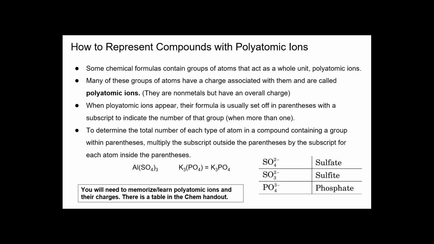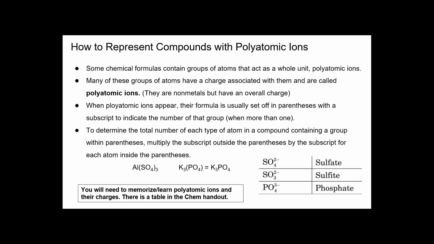How to represent compounds with polyatomic ions. Here are some examples of polyatomic ions. Polyatomic ions are a group of atoms that act as a whole unit. Where normally we deal with one element by itself, one atom, these are atoms joined together as a unit. You don't break them apart. They stay together as that unit. They are not usually metals, and when you add everything up, which we haven't learned how to do yet, they have an overall charge.